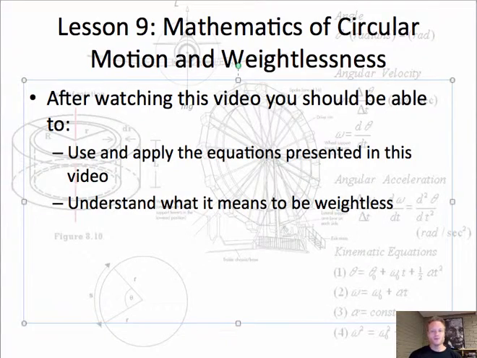In today's video, we're going to talk about the mathematics of circular motion and this idea of being weightless. So after watching this video, you should be able to use and apply some of the equations that will be presented in this video, and then get a better understanding of what it actually means to be weightless. So let's get right into talking about equations.